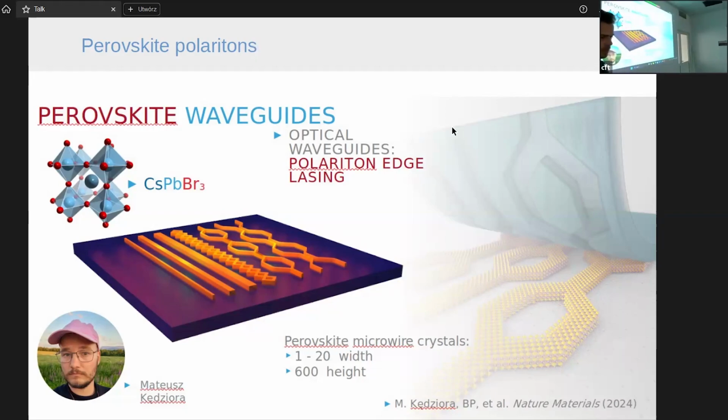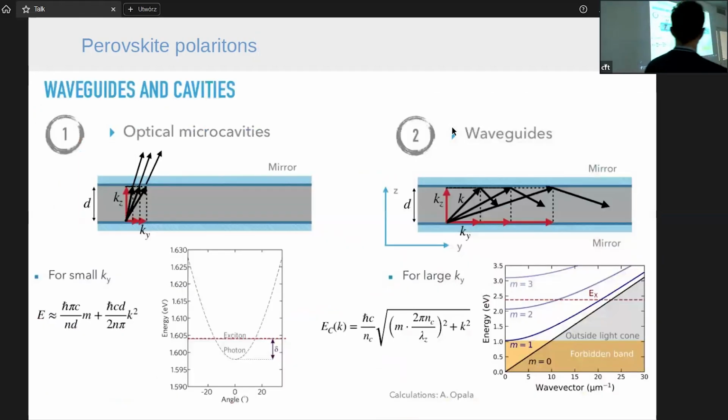What is interesting is that there are some technological methods that allow producing structures such as waveguides, such as couplers, and other structures in two dimensions, that can be used for creating integrated optical chips. And I will now summarize the results from this paper, where the main author is Mateusz Kędziora, who did this experiment. But first, a little bit of theory.